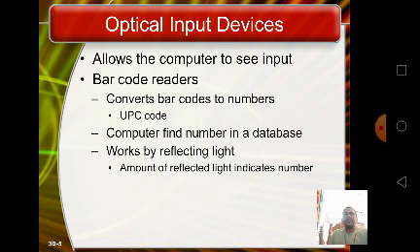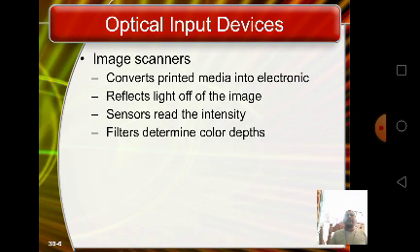Next, another input device is optical input devices, that is, image scanners. The barcode reader is a special type of image scanner. An image scanner, also called a scanner, converts any printed image into electronic form by shedding light onto the image and sensing the intensity of light's reflection at every point.